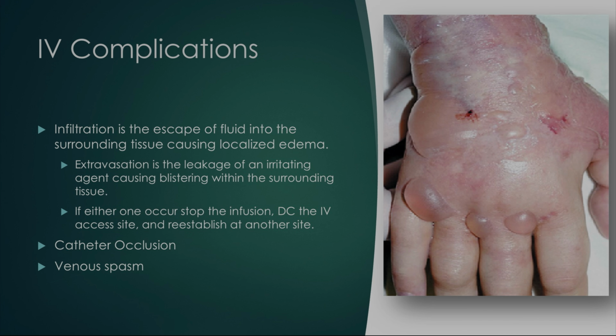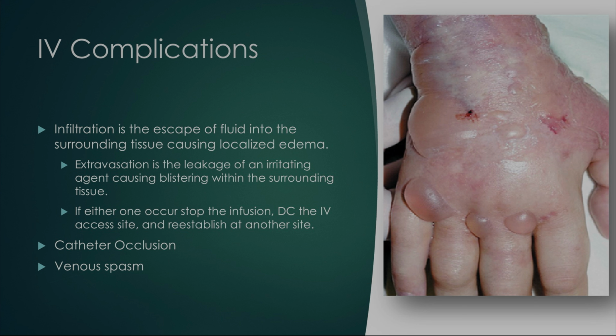Infiltration occurs when IV fluid escapes into the surrounding tissue, causing localized swelling or edema. Extravasation is more severe and involves the leakage of an irritating medication into surrounding tissue, which can lead to blistering and tissue injury. If either infiltration or extravasation is suspected, stop the infusion immediately, discontinue the IV at that site, and reestablish access at a different location. Common causes include catheter dislodgement, puncture of the distal vein wall during insertion, a poorly secured catheter, or the infusion of irritating medications, such as promethazine.